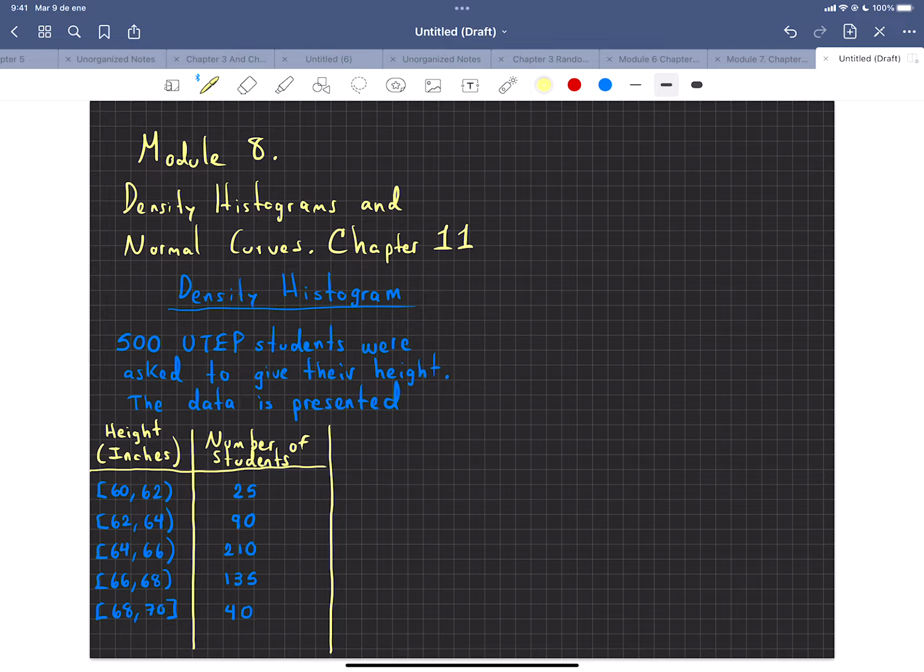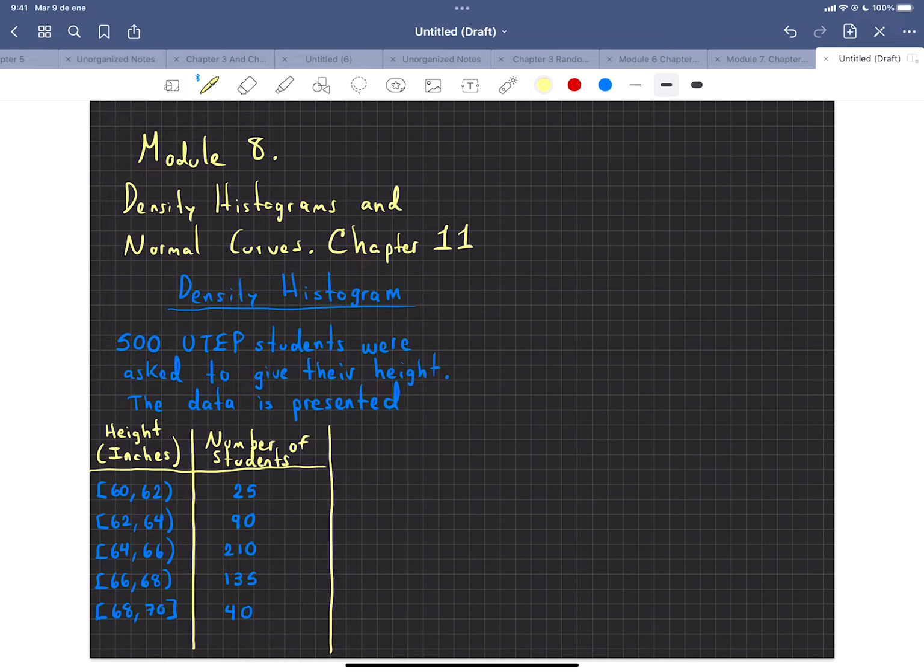This is module number 8, density histograms and normal curves. The topics in this section are covered in chapter number 11. All right, let's start with the density histogram.